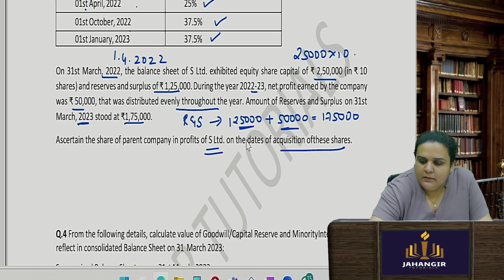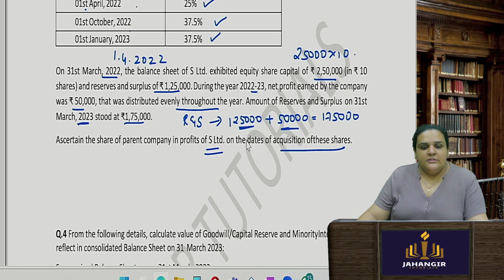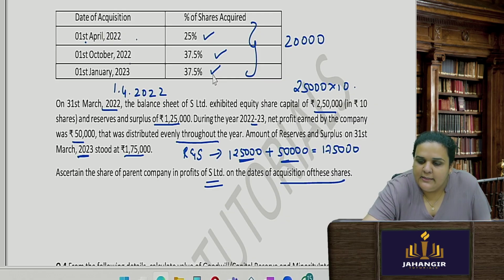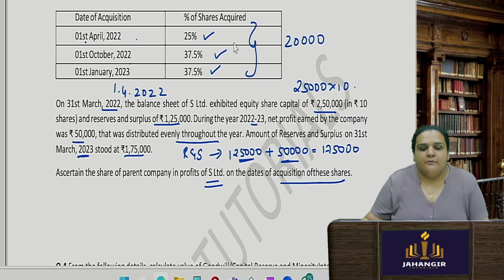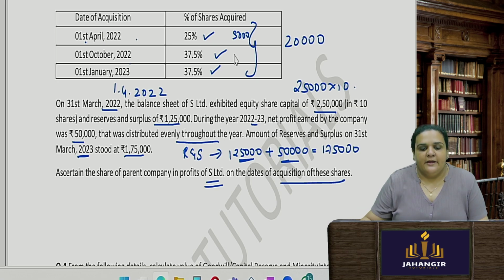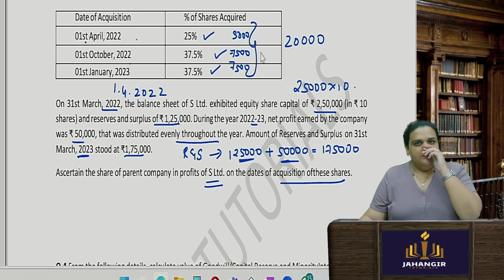25%, 37.5 plus 37.5 plus 25. Okay. So this total number of 20,000 shares is acquired in breakups. Okay, 25%, then 37.5%, and then again 37.5%. So if you will do 20,000 into 25%, here it will be 5,000 shares. Correct. Then if you will do 20,000 into 37.5%, 7,500 shares over here, and then 7,500 shares here. That is how it made 20,000 total.